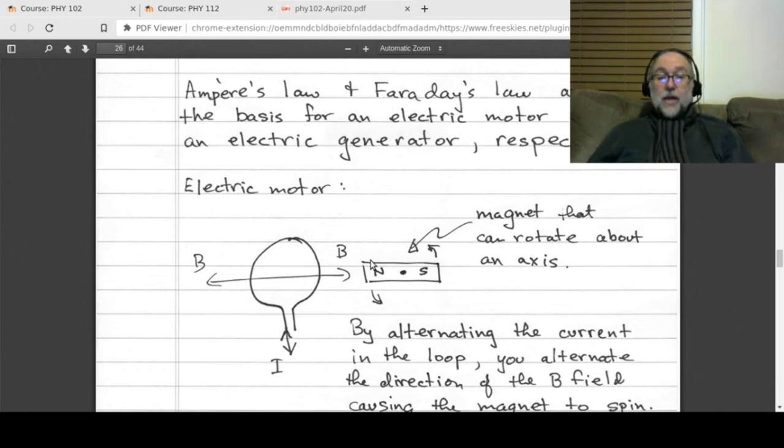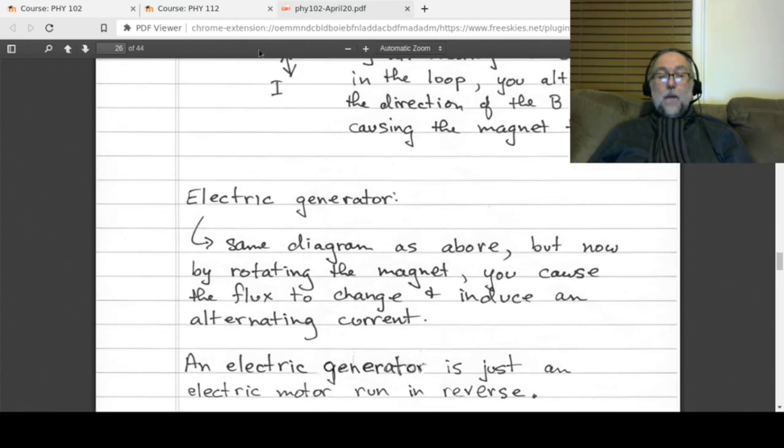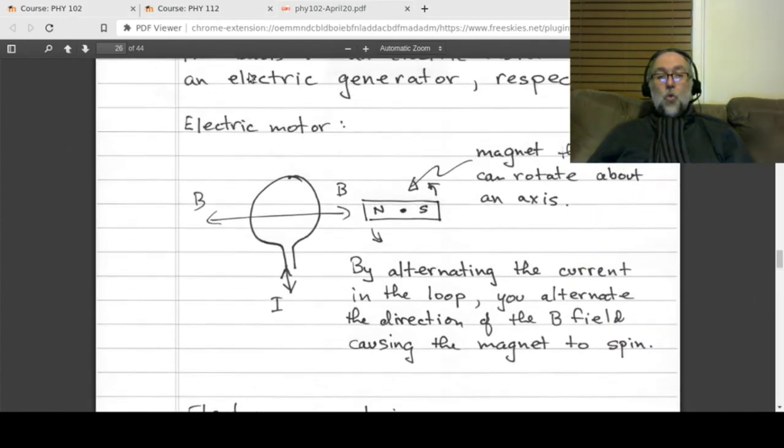This is how an electric motor works, and it's based off of Ampere's law. So how does a generator work? Well, it's the exact opposite. It's the same diagram, but this time, rather than applying the current, you rotate the magnet. As the magnet rotates, it changes the flux through the coil, or the loop here. And as the flux changes, you get an alternating current. You induce a current. When the flux is changing one way, the current turns one way, and when the flux is changing in the opposite direction, the current goes the other direction. And so it's an electric motor run backwards.